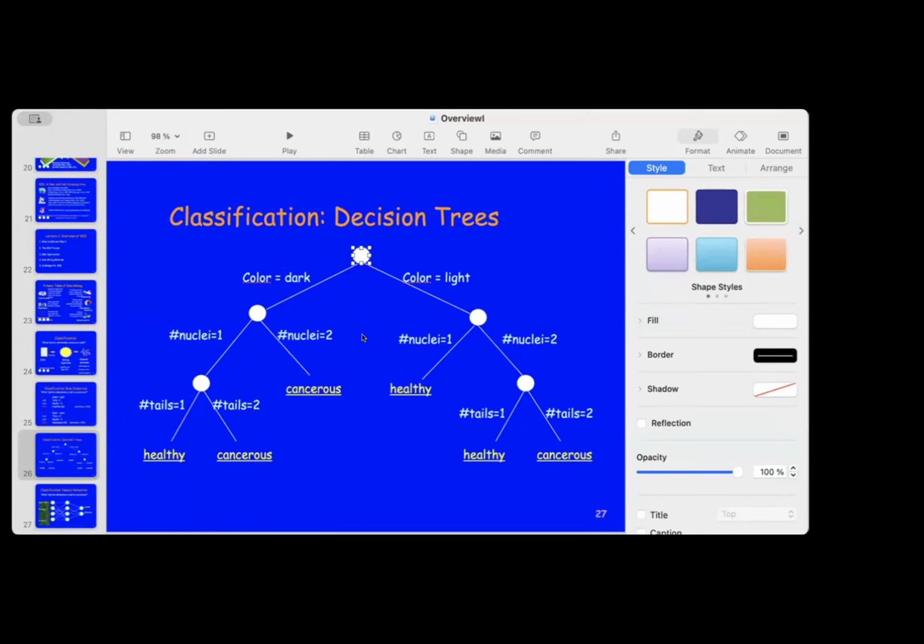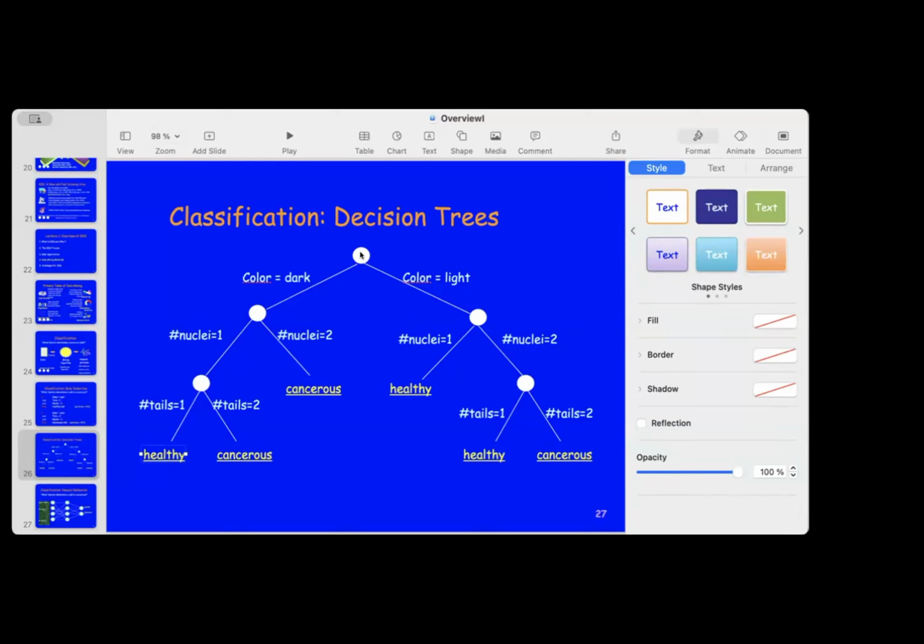How do we make the most pure split so we produce the best tree that gives us the answer the easiest, the fastest, and the most accurate way? So the knowledge is on the bottom, on the leaves, the yellow underlined parts where the tree ends. These are the leaves. So that's where the answer is provided. The question is: is the cell healthy or cancerous?